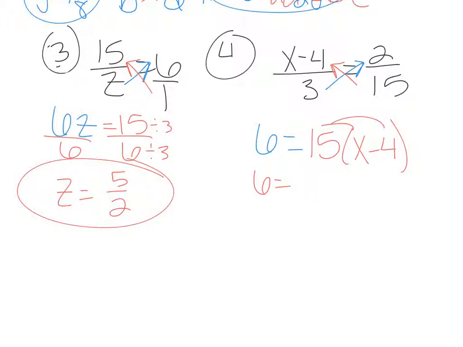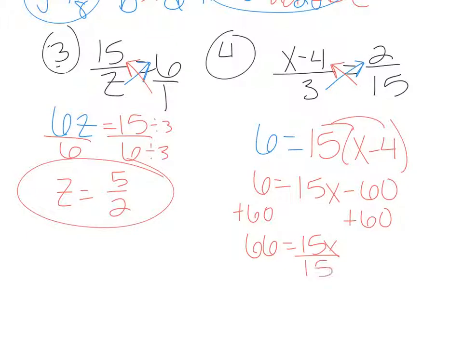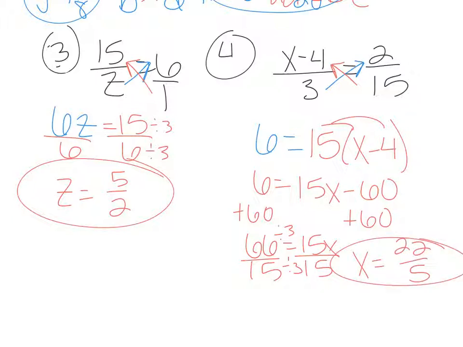So when I distribute the 15, you have 6 equals 15x minus 60, and now we have a 2-step equation. What would I do? Very good. Add 60 to both sides. So 66 equals 15x. And divide both sides by 15. What do 66 and 15 have in common? A 3. So x equals 22 over 5.